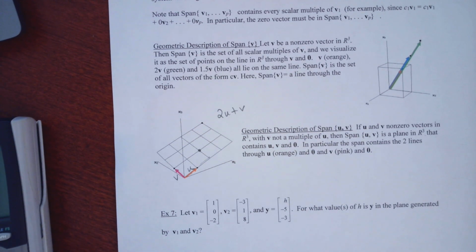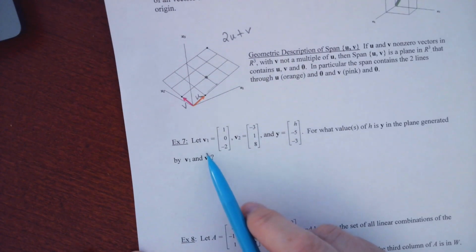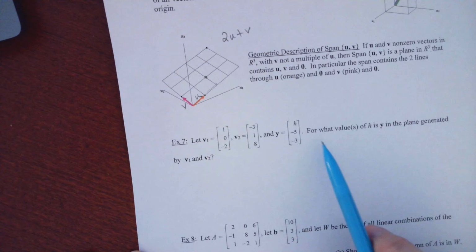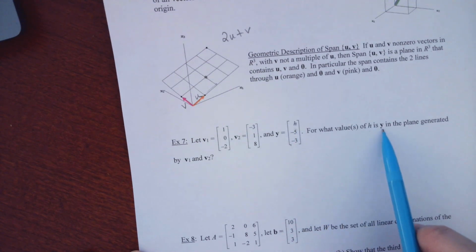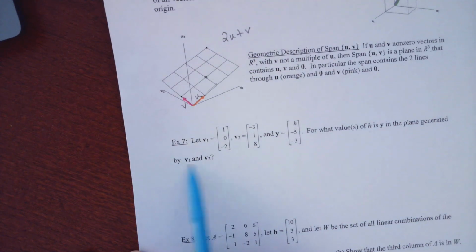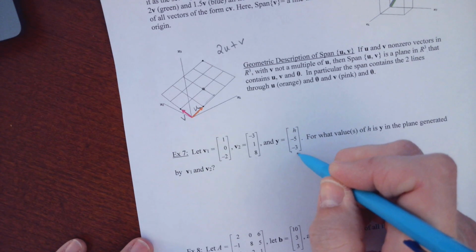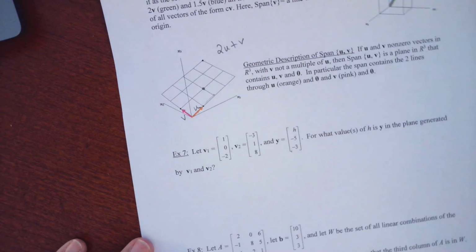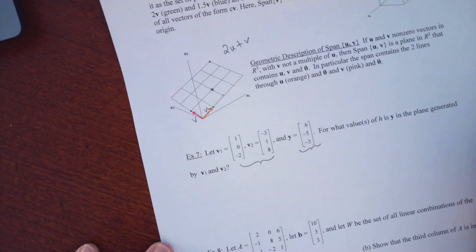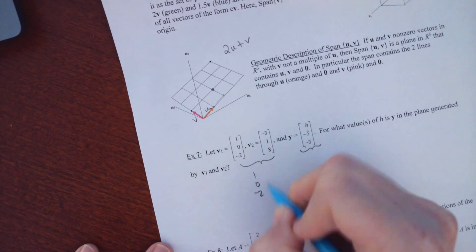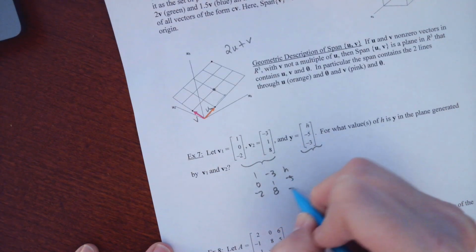Okay. So we have our vector 1, vector 2, and y. It says, for what values of h, so notice h there, is y in the plane generated by v1 and v2? So they're basically asking you, when is this in the span of these vectors? So you know what we do? We take these 2 vectors, and the sky is our augmentation. So 1, 0, negative 2, negative 3, 1, 8, and h, negative 5, negative 3.